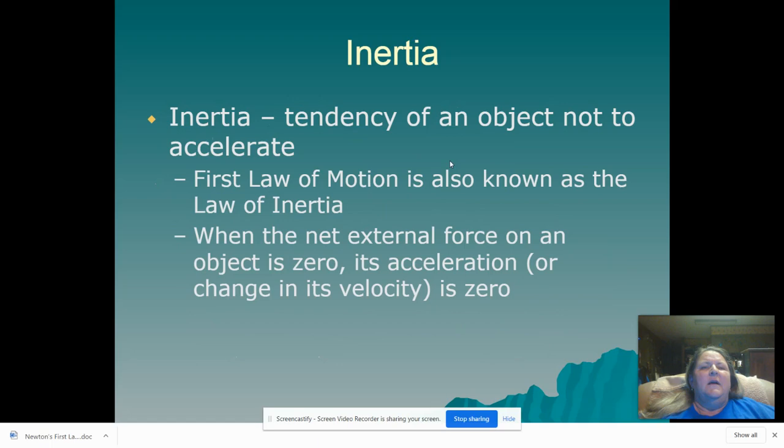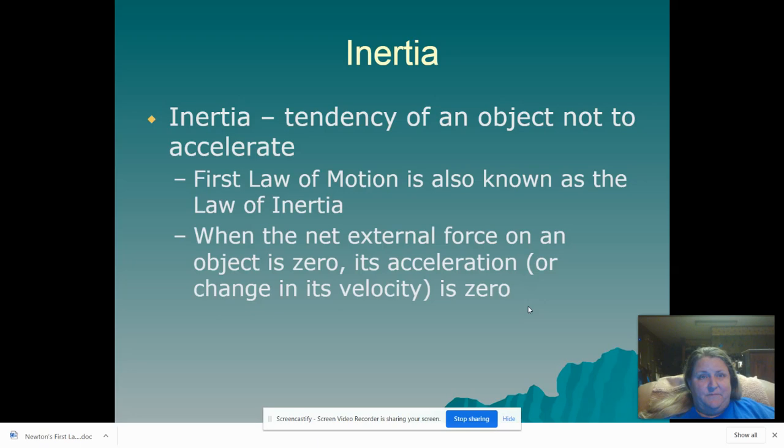The tendency of an object not to speed up or slow down, not to accelerate, is inertia. Because of this, the first law of motion is also known as the law of inertia. So when the net external force on an object is zero, its acceleration, or change in velocity, is also zero.